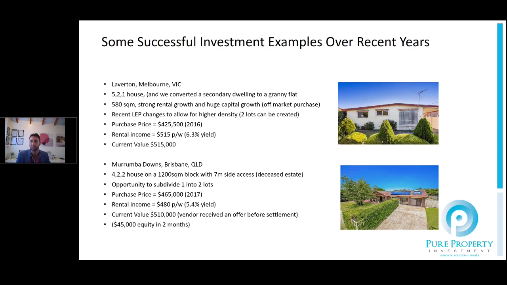So there are all different types of examples there of properties we've purchased for different clients in different markets over the last 4 to 5 years. And I think it was worthwhile just showing some of the types of results, but also some of the types of properties that we can focus on. And again, each one of these properties was probably purchased for different reasons, for different clients who had different objectives.